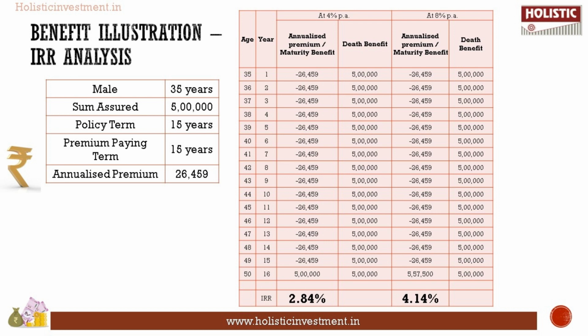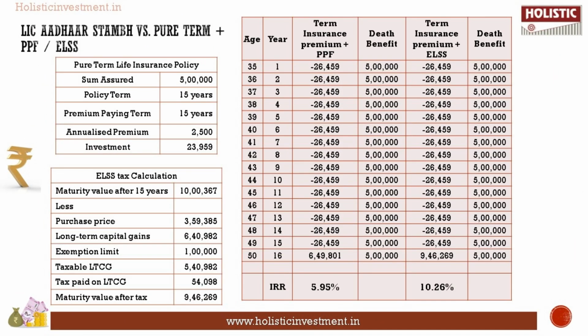Your investments should grow over time, outpacing inflation and providing a safety net for unexpected expenses. Investment and life cover, both these components are not beneficial under LIC Aadhaar Stambh. The maximum sum assured is 5 lakhs, which will not even cover the basic needs of the family. The return on investment is also low. Now let us do a comparison study.